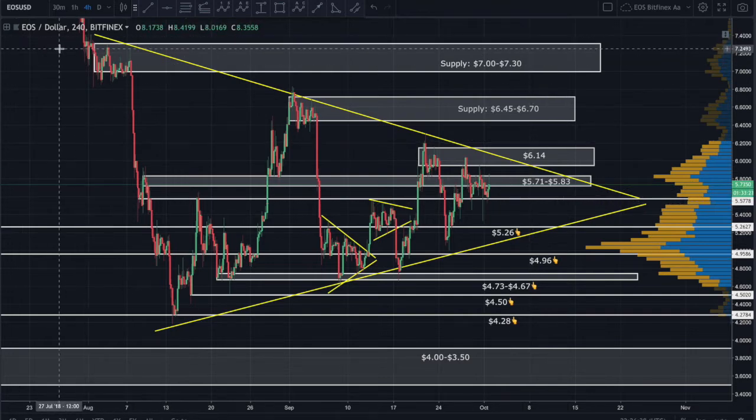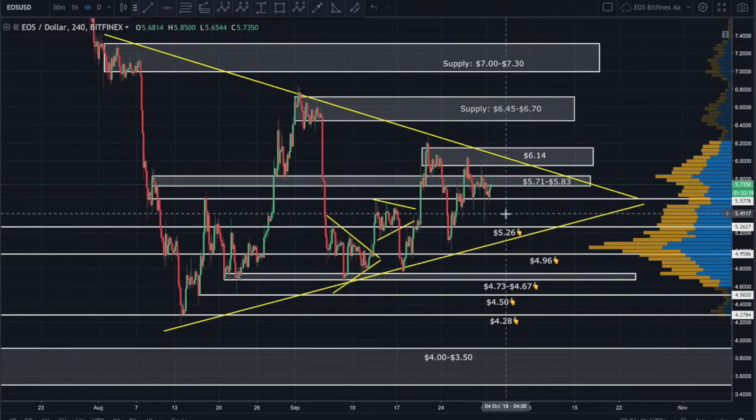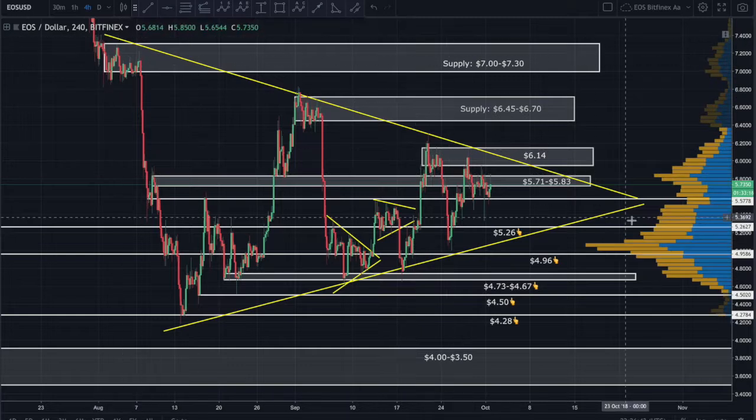We're looking at EOS to the US dollar 4-hour chart on Bitfinex, guys. And similar to Bitcoin, EOS is operating within this larger wedge. I've told you guys this in my last couple of EOS updates. We're getting a series of lower highs, higher lows. And as it approaches the apex of any kind of a wedge, guys, what do you expect?